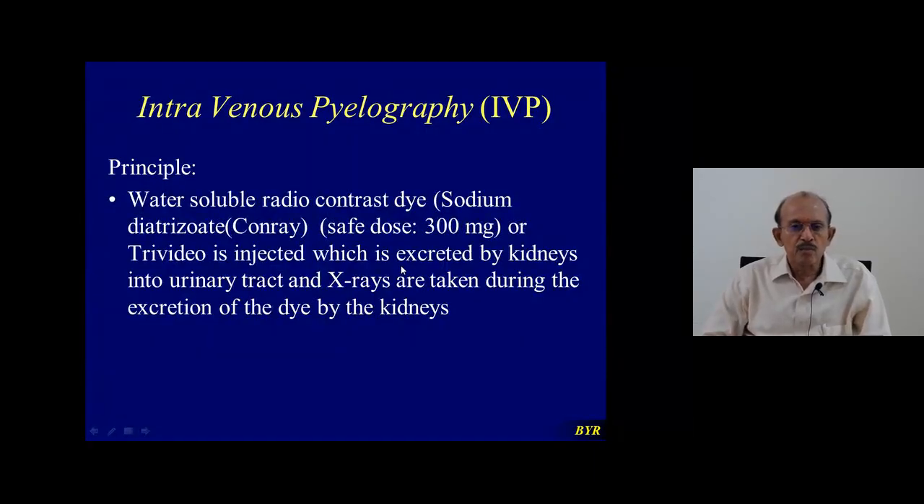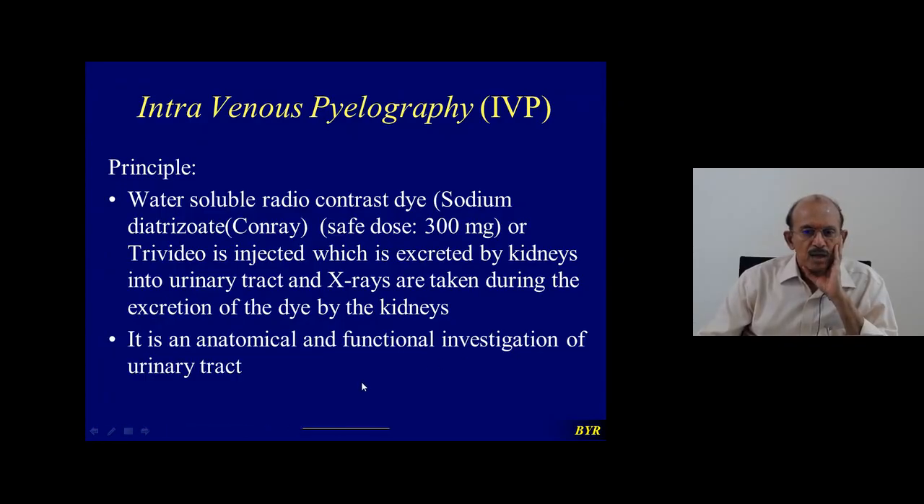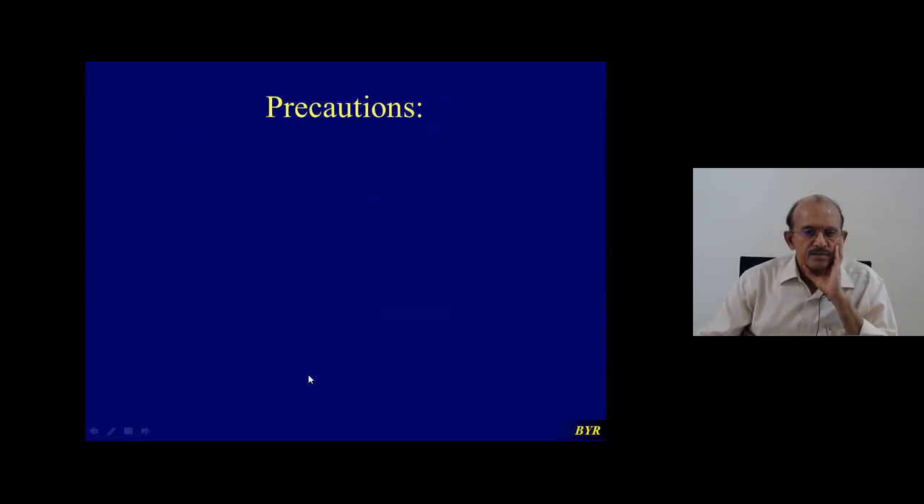A water soluble radio contrast dye called sodium diatrizoate, or Triovist, is injected intravenously, and it goes into the blood and is excreted by the kidneys into the urinary tract. X-rays are taken during the excretion of the dye by the kidneys. It is an anatomical and functional investigation of the urinary tract.